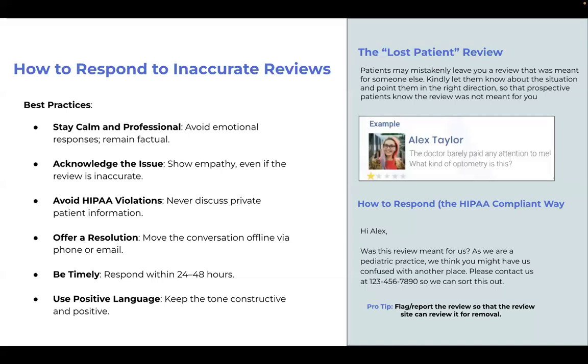And you can offer a resolution though. So, move the conversation offline, such as by offering a phone or email for them to contact you. That way, it leaves the ball in their court and shows prospective patients that you are in control of the situation again. And then you will want to do this in a timely manner. So respond within 24 to 48 hours to show that you care and are actively addressing patient concerns. And then try to use positive language to keep the tone constructive, positive, and professional, again to show everyone online that you are in control of the situation.